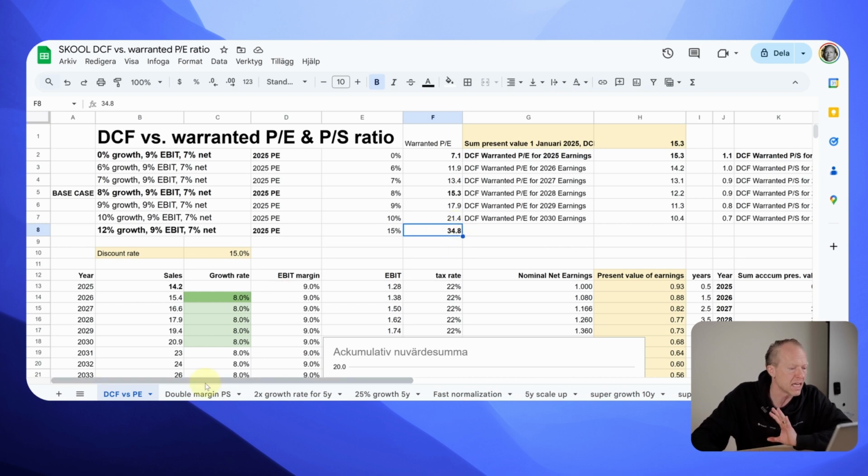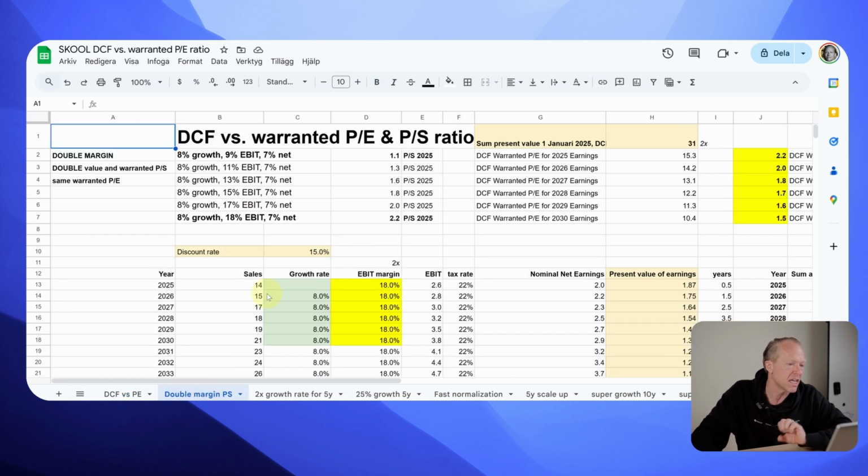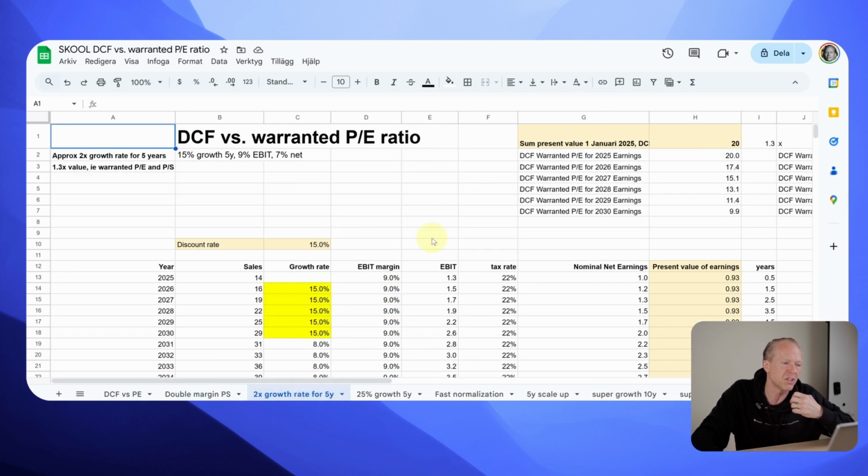But I've summarized how to correspond a certain type of growth rate and profitability in terms of the warranted price to sales and price earnings. But I will also get into how you can do this yourself.